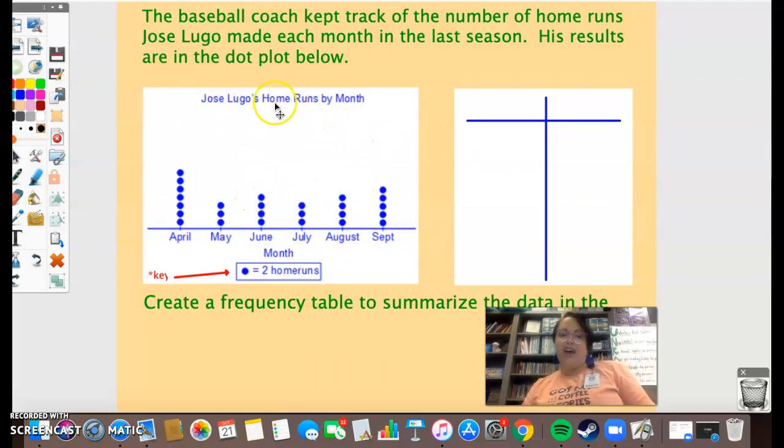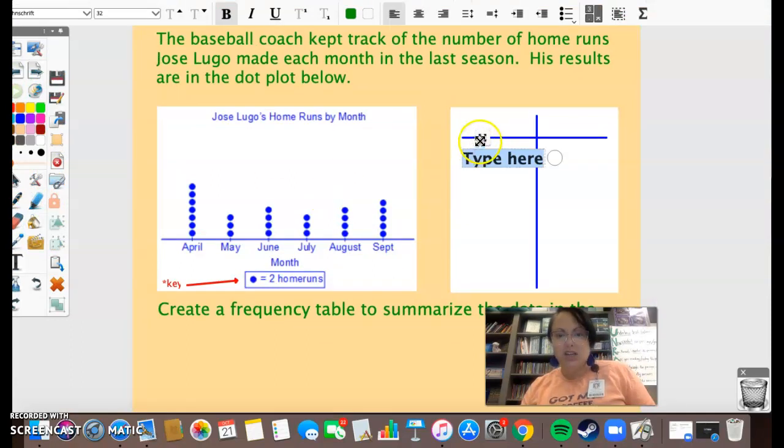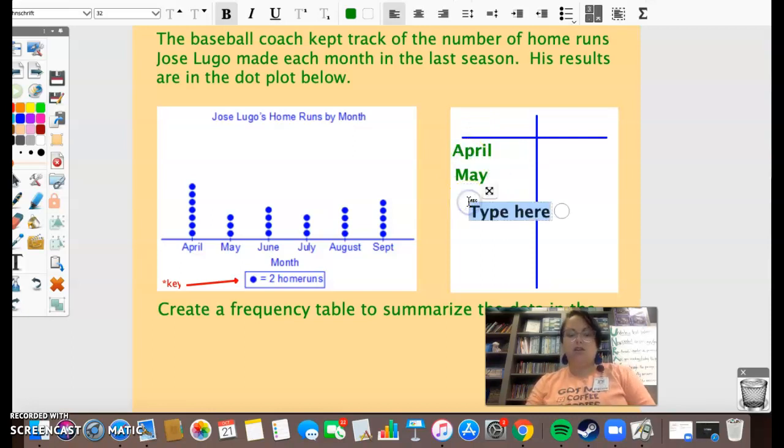So, would you look at that? They like to talk about Jose's home runs by month. This is the same data we had the other day. I'm going to do a text. Okay, so this is going to be the months. So we have April, May, June, July, August, and September.